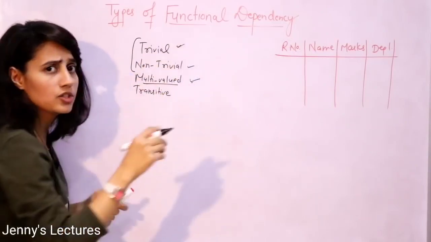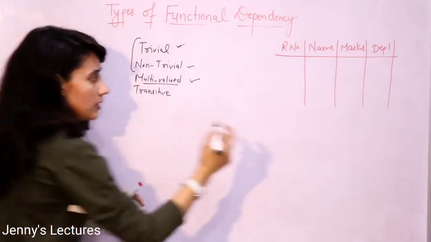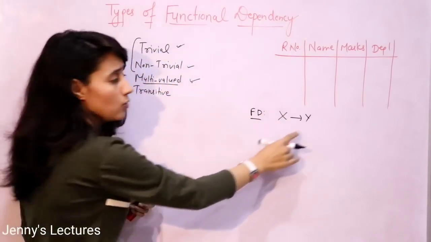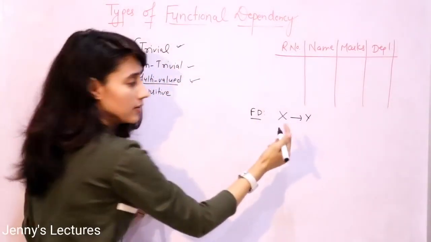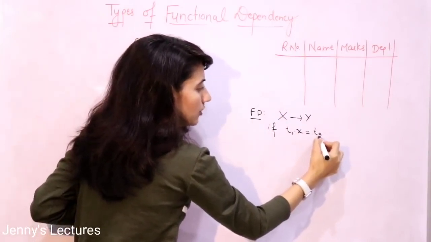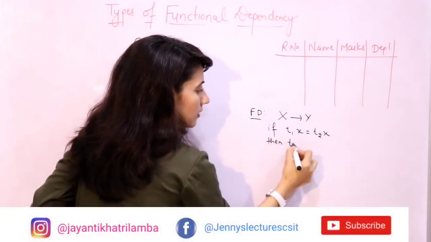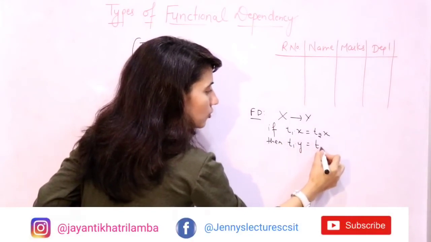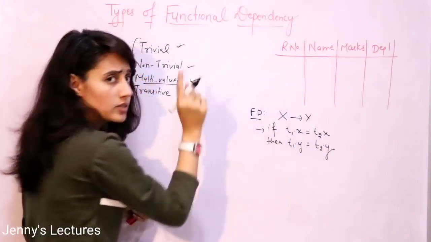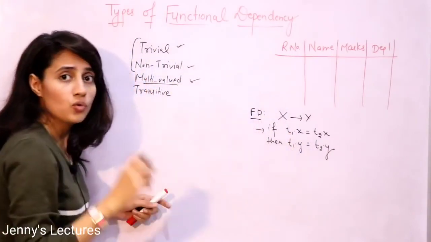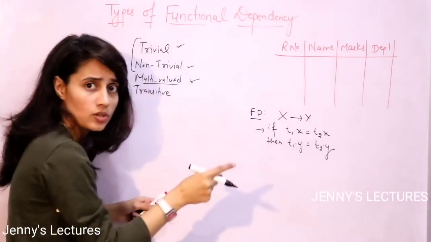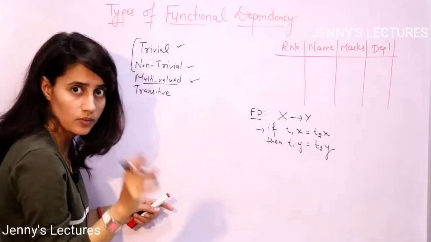Now what is trivial functional dependency? See, when I write down X determines Y, this is a functional dependency, meaning X is determinant, Y is dependent, X determines Y. So here the condition is: if t1.X equals t2.X, then t1.Y must be equal to t2.Y. If in any two tuples the X value is same, then for those tuples the Y value must be same. If this condition is not true, then we don't care about it. This condition may be true or may not be true.